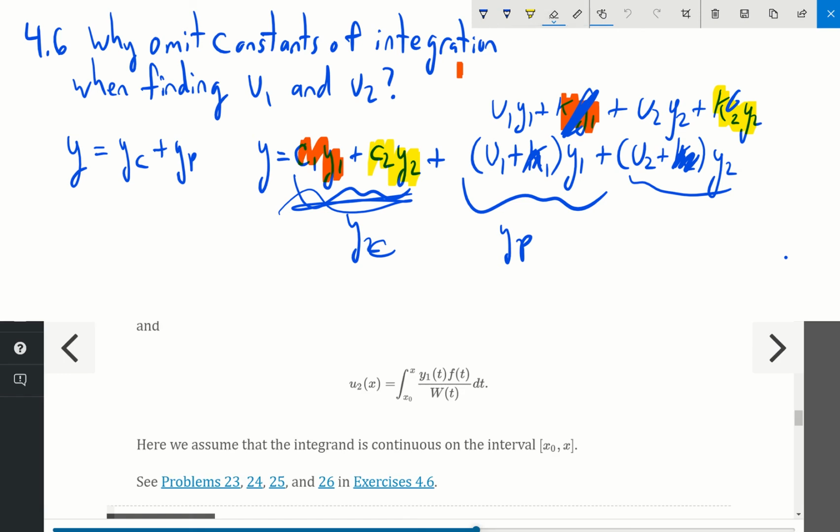And then this will finish off the section. Not sure what's happening here. Hold on one second.